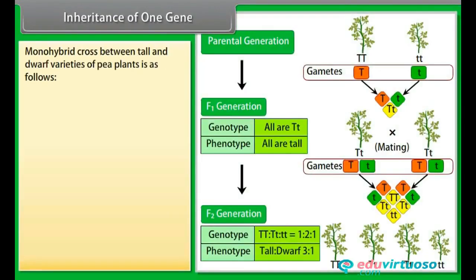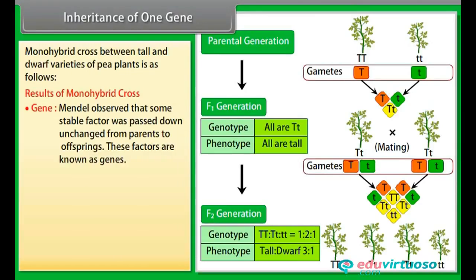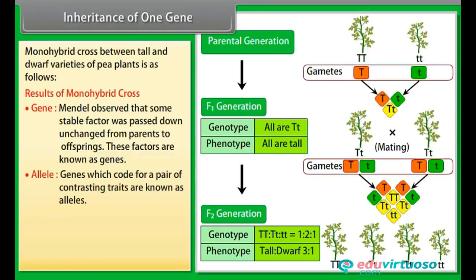Inheritance of one gene. Monohybrid cross between tall and dwarf varieties of pea plants is as follows. Results of monohybrid cross. Gene. Mendel observed that some stable factor was passed down unchanged from parents to offsprings. These factors are known as genes. Allele. Genes which code for a pair of contrasting traits are known as alleles.